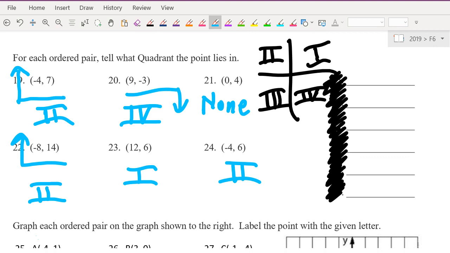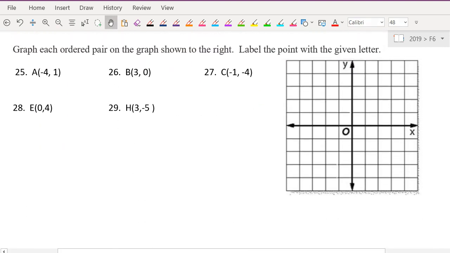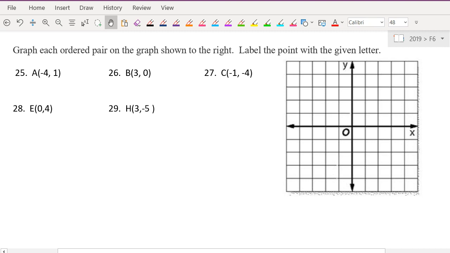What happened to quadrant 3? It feels sad. It's a very sad quadrant. Anyways. Alrighty then. Moving on.